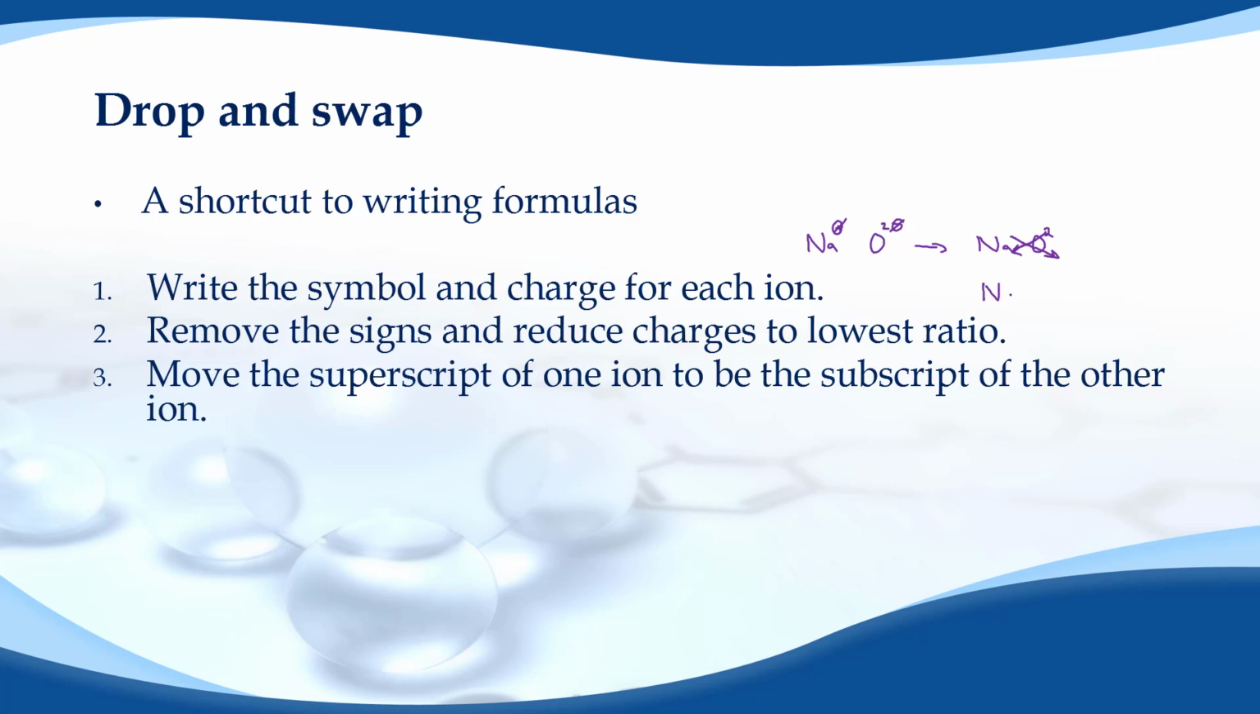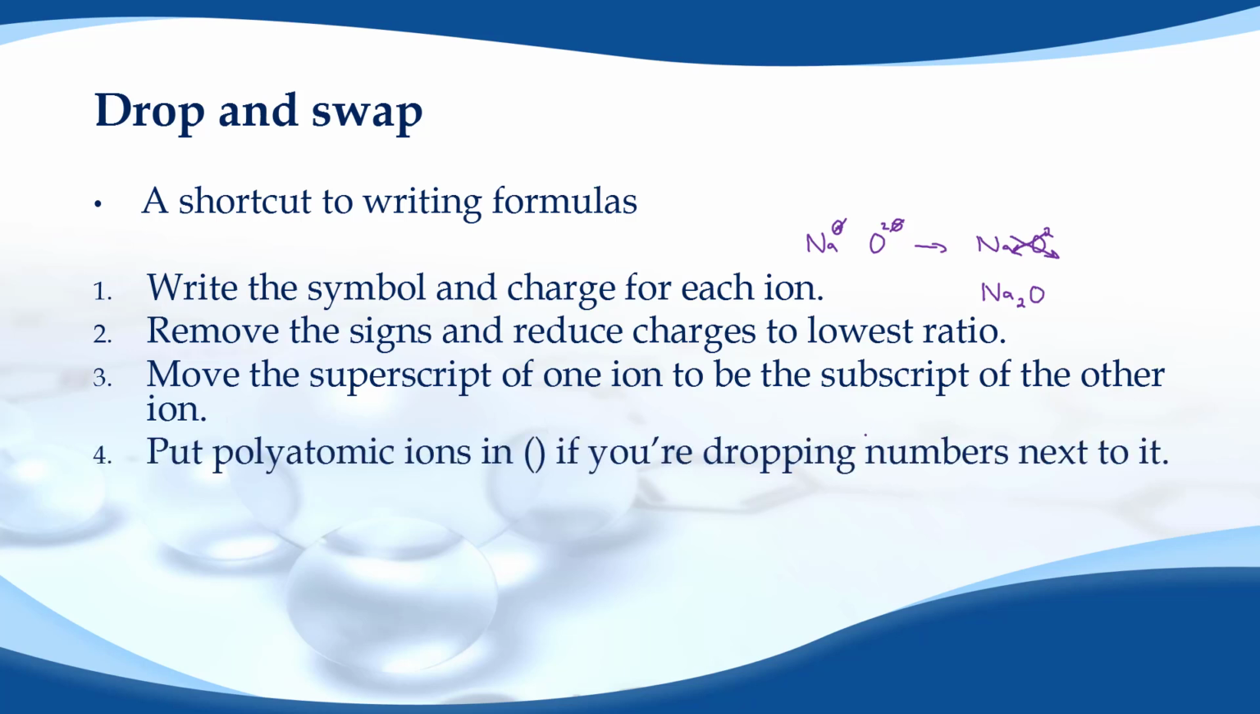And if you're working with a polyatomic ion, you have to do something special if you're dropping a number next to it. If you're putting a number next to a polyatomic ion, the ion has to go inside of parentheses. Right? Whenever you drop something, let's say, next to sulfate, you're not going to say SO4 3. You're going to say parentheses SO4, close parentheses 3.